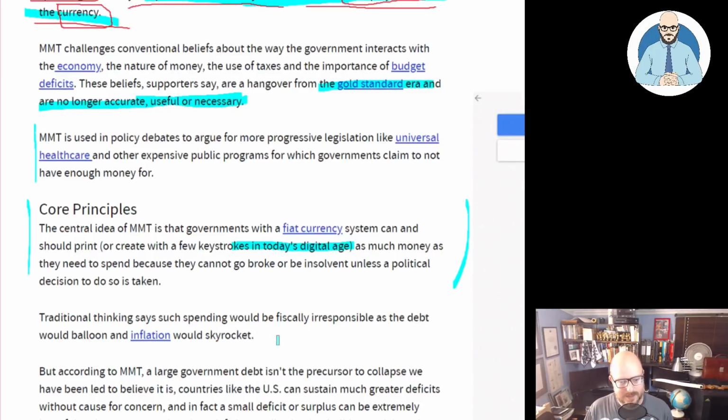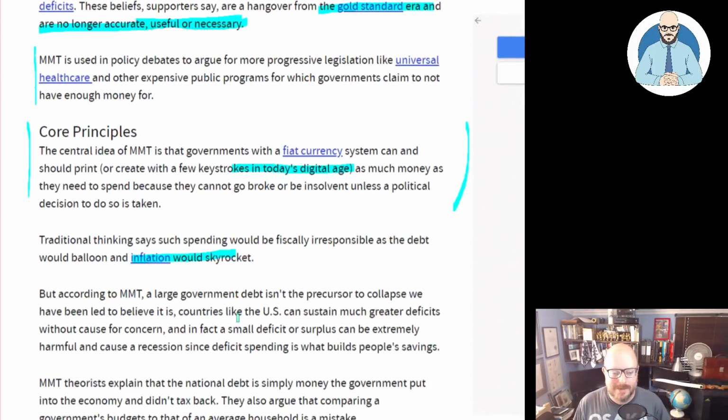Traditional thinking says such spending would be fiscally irresponsible as the debt will balloon and inflation would skyrocket. But according to MMT, a large government debt isn't the precursor to collapse we have been led to believe it is. Countries like the US can sustain much greater deficits without cause for concern, and in fact a small deficit or surplus can be extremely harmful and cause a recession, since deficit spending is what builds people's savings. Okay, so the government deficit is what builds your savings, everyone.